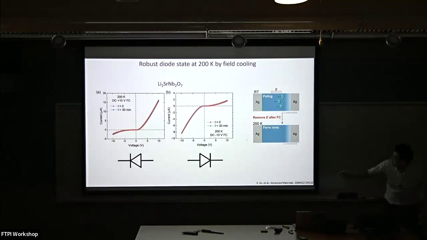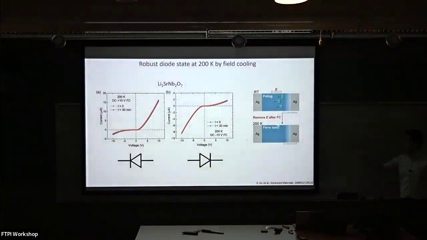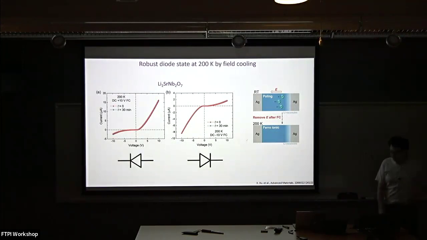So if I use a plus 10 volts electric field cooling, you see the diode state is stabilized at 200 Kelvin, and the conducting direction is the same as the poling electric field, and it does not show detectable decay even after 30 minutes. And also this diode state can be reversed by the opposite direction of the electric field during cooling. That is because the lithium migration is frozen at low temperature, and this biased state can be maintained.